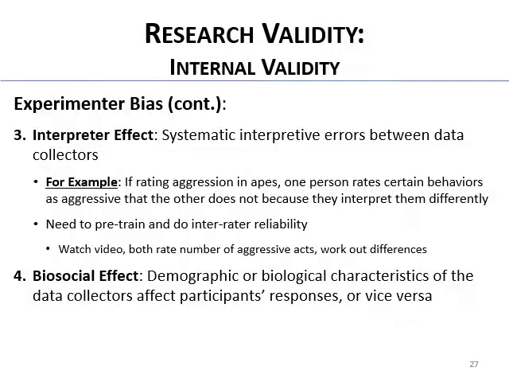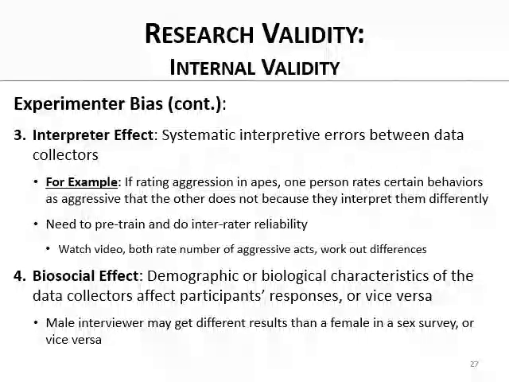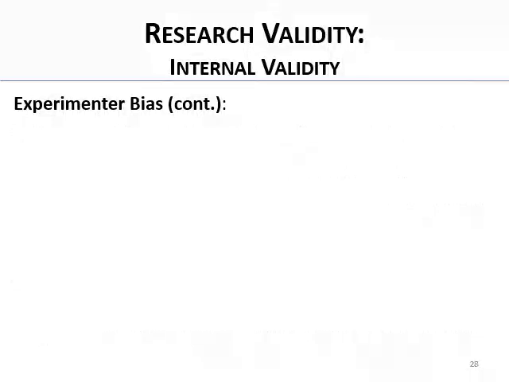So the biosocial effect is when there are demographic or biological characteristics of the data collectors that affect the participants' responses, or vice versa. That is, demographic or biological characteristics of the participants that affect how the data collectors record things. So, for example, a male interviewer may get different results than a female in some survey of sexual habits and vice versa. And we call that biosocial effect.